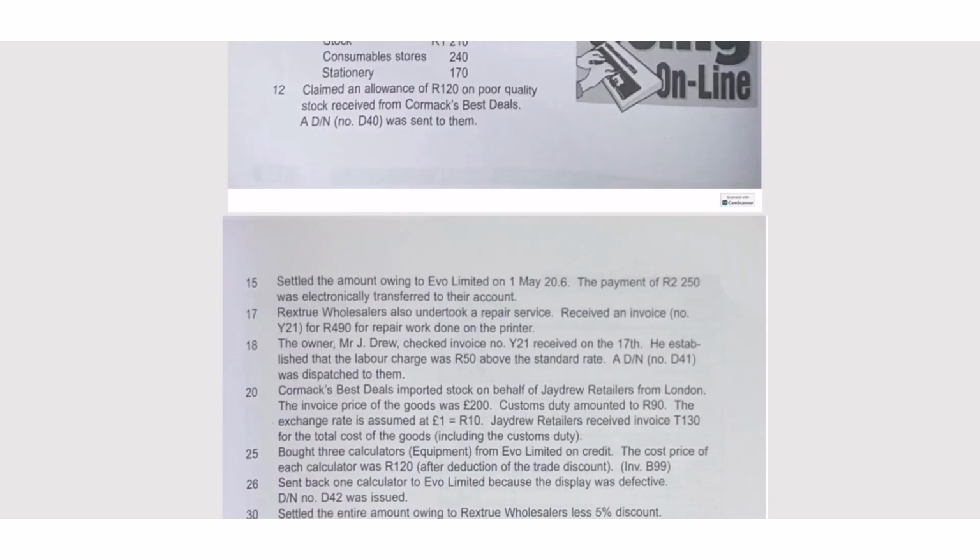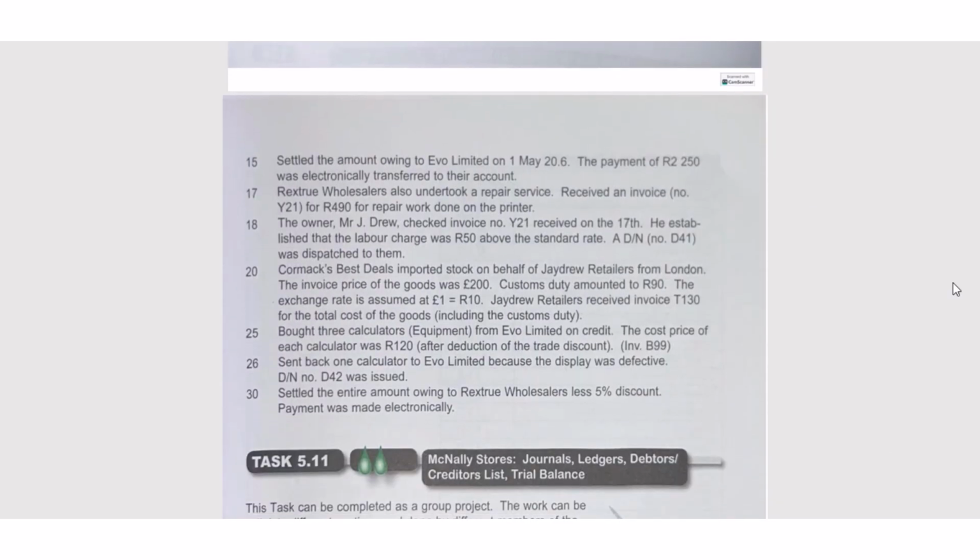Right. Then on day 15, we can see we settled the amount owing to Evo Limited. So this will be a cash payments journal. Day 17, Rextra Wholesalers also undertook a repair service, and we received an invoice. If we receive an invoice, it indicates to us the creditors journal. The owner checked this invoice and established that our labor charge was above the standard rate. A debit note indicates CAJ.